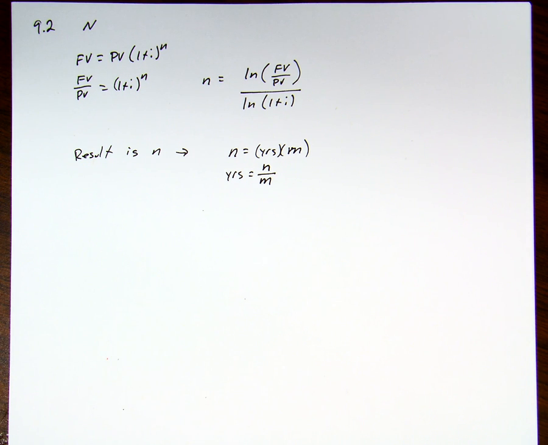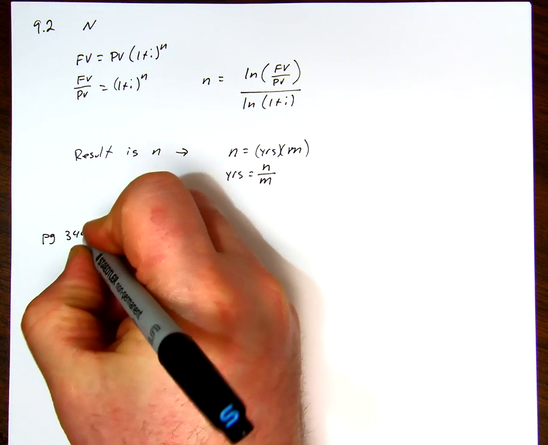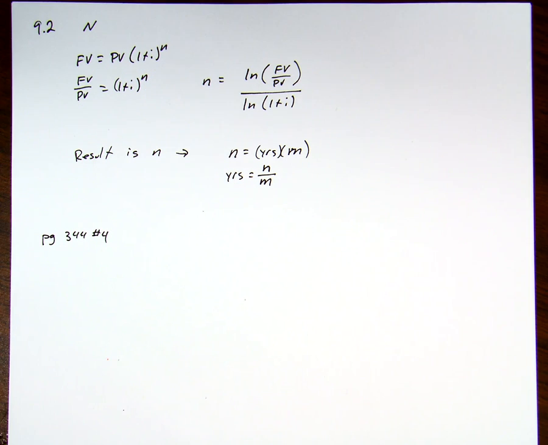Taking a look at this as an example, we'll take a look at question 4 on page 344. It states the current balance on the loan is $3,837.30. If the interest rate on the loan is 10%, compounded monthly, how long ago was the $2,870 loan made?